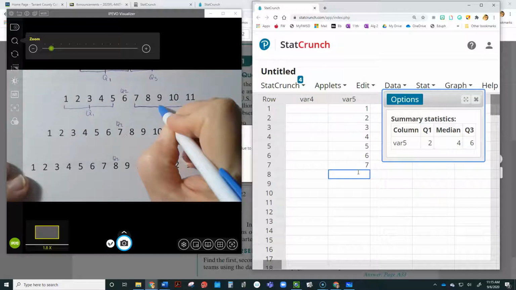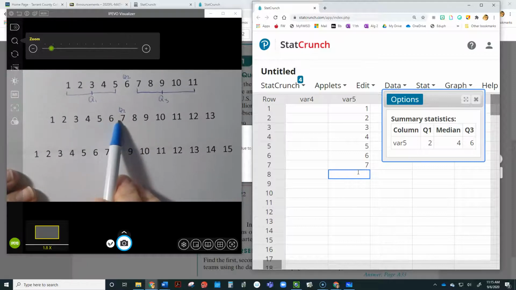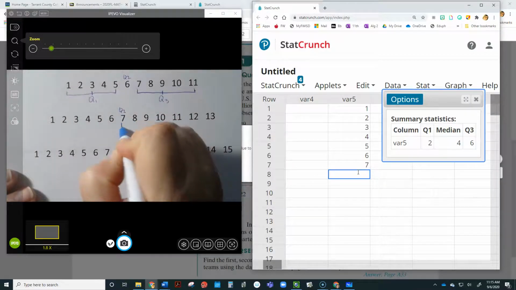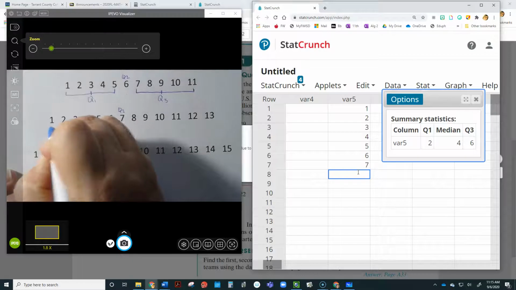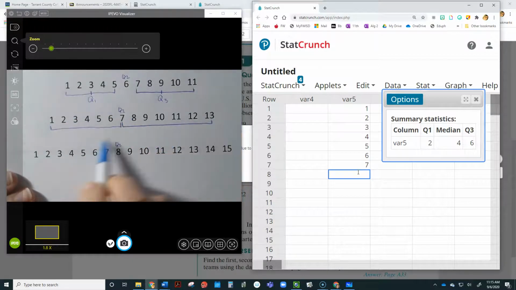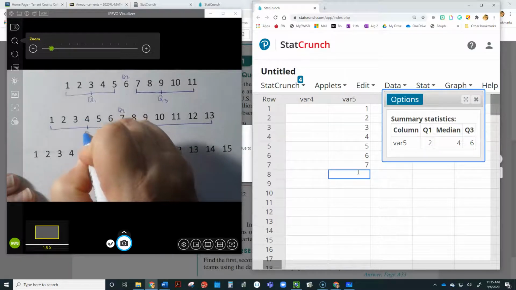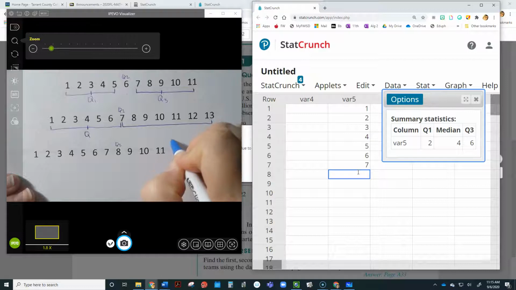On this one right here, it is going to use the 7, because it doesn't want to have to average to find the median. So here, this is going to be Q1.